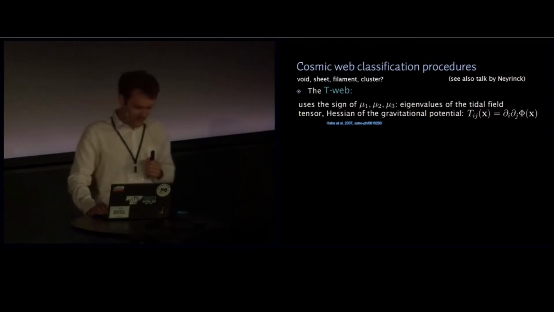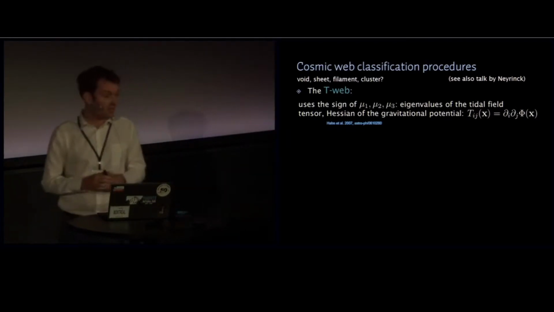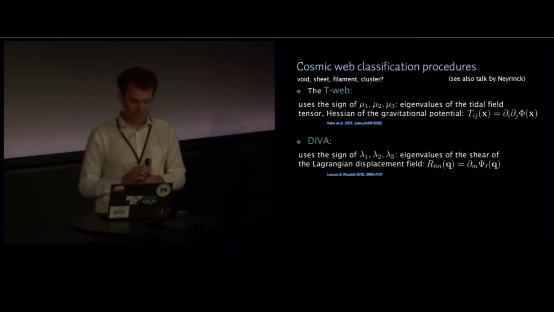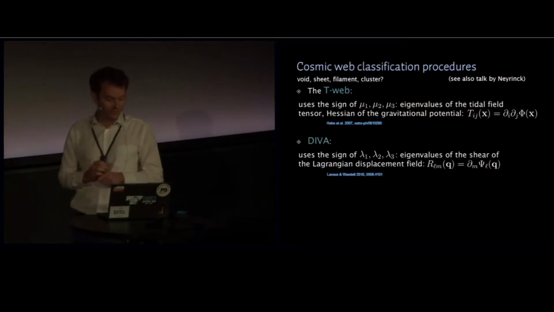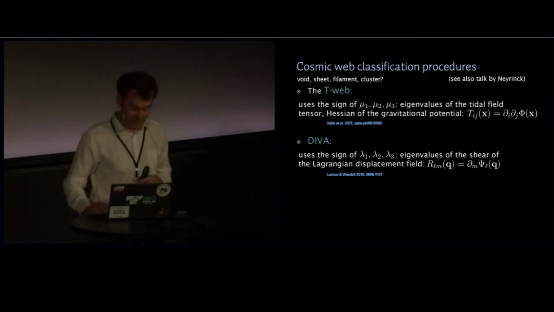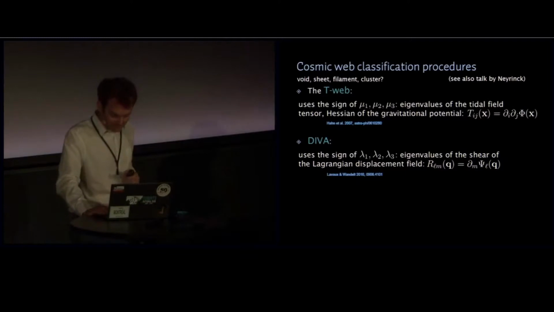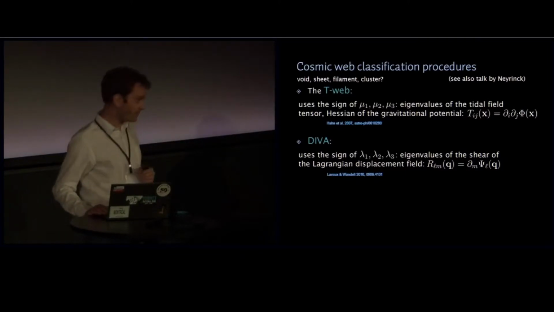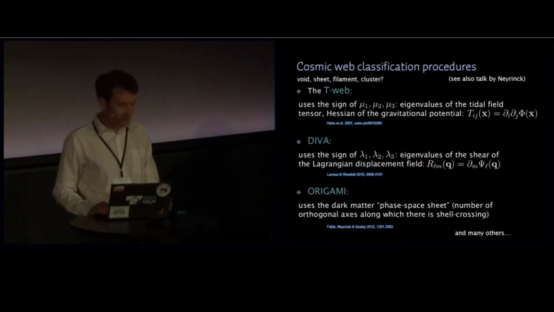Another similar idea is DIVA, which stands for dynamical void analysis. Instead of looking at the tidal field tensor, here we look at the eigenvalues of the shear of the Lagrangian displacement field. So something which is fairly related. And one last idea, which has just been mentioned before me actually, is the so-called ORIGAMI algorithm, which uses the concept of the dark matter phase space sheet. More specifically, what ORIGAMI does is to count the number of orthogonal axes along which gravitational collapse has happened.